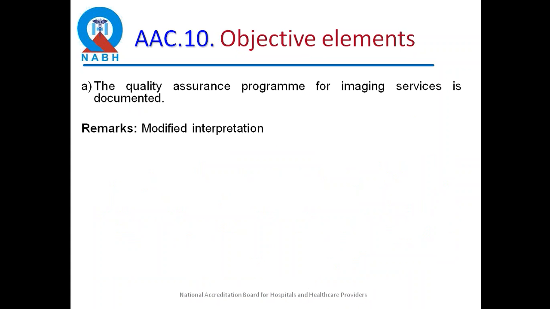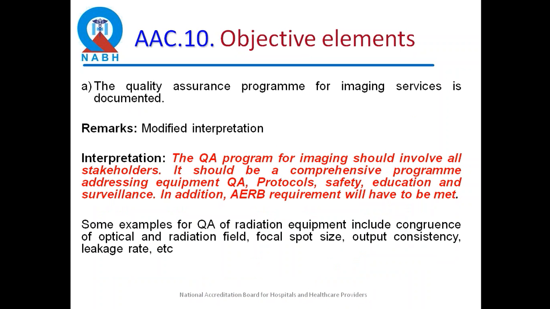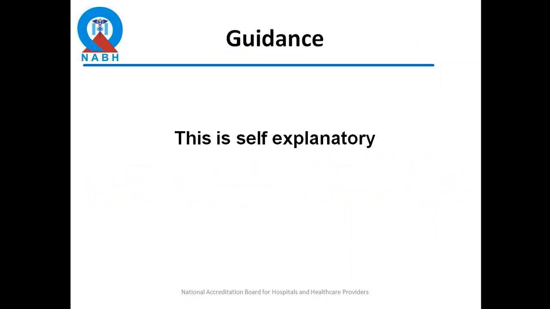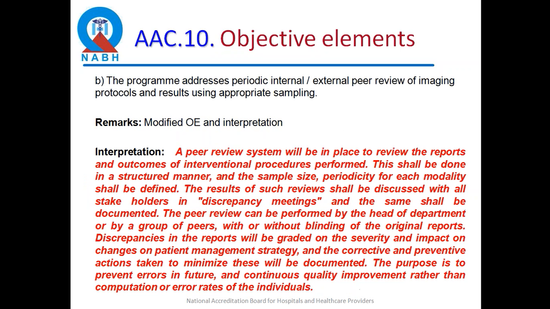AAC 10 is about the QA program, and here they are saying that the QA program should involve all stakeholders and it should be comprehensive, looking at all aspects of QA: equipment, protocols, safety, education and surveillance, and of course meeting the regulatory requirements of AERB. More objective element regarding test results: the program addresses periodic internal and external peer review of imaging protocols and results using appropriate sampling. So now they want a peer review system.